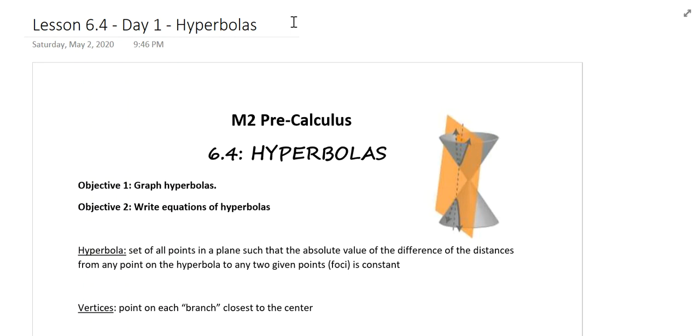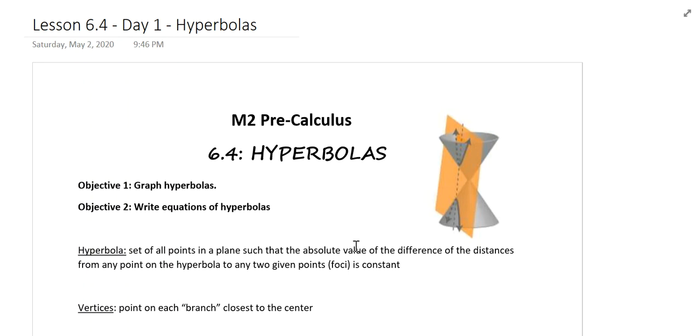Two ways to think about it. If we think back to our double cone, the hyperbola is what happens when that double cone is intersected by a plane, and that plane happens to be parallel to the height of the cone. So it's perpendicular to the circular base. The other way we can think about it is as the set of all points in a plane such that the absolute value of the difference of the distances from any point on the hyperbola to two given points, called foci, is constant.